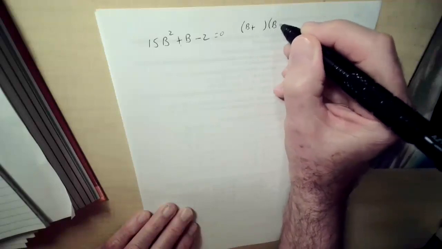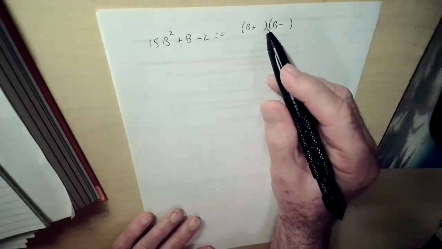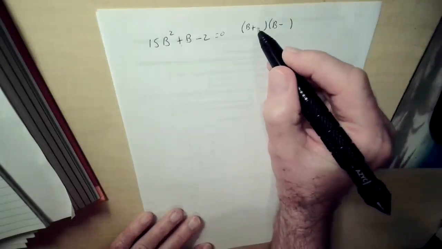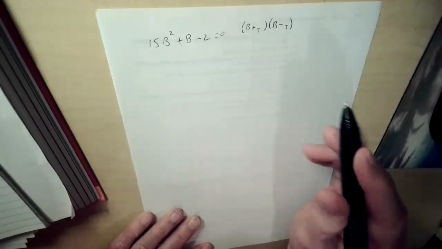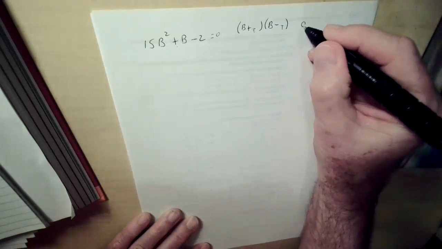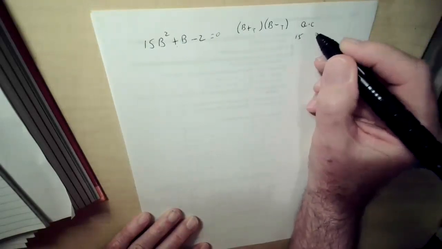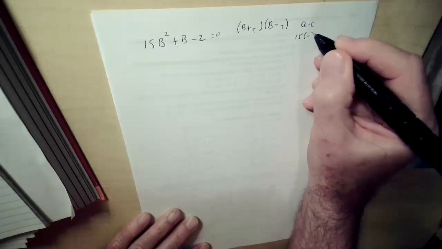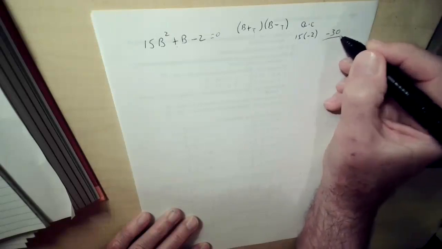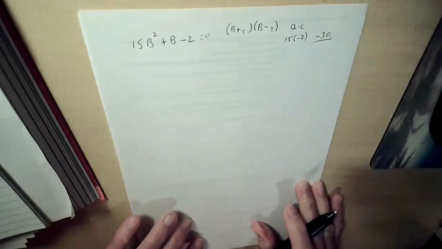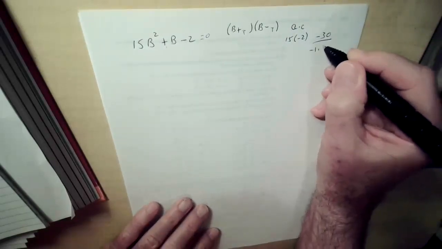It's going to be b plus something times b minus something. Because when you're doing distributive property, what's the last thing you do? This number times this number. A positive times a negative will give us a negative. We do a times c. A is 15. C is negative 2. That gives us negative 30. Right. Okay.